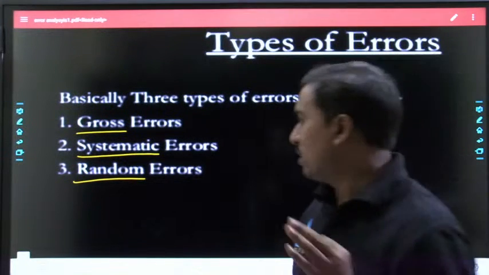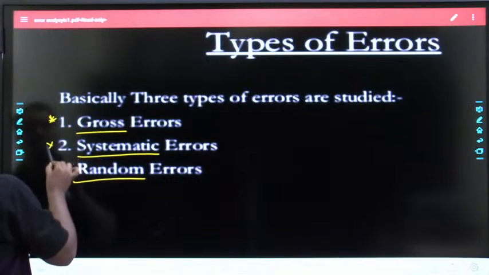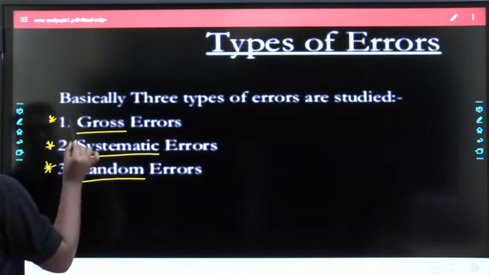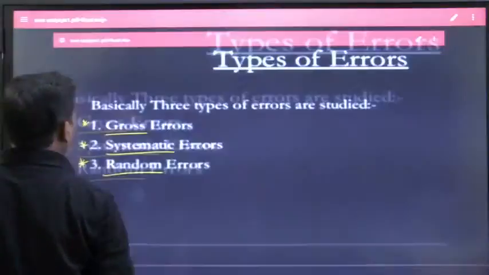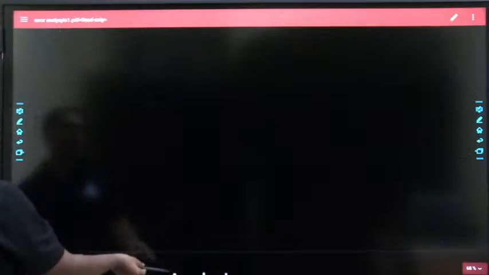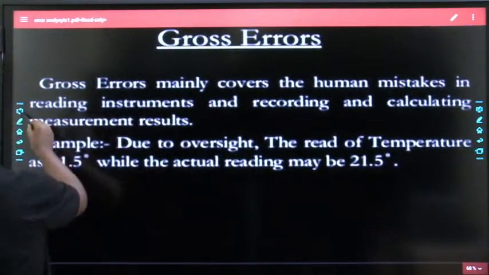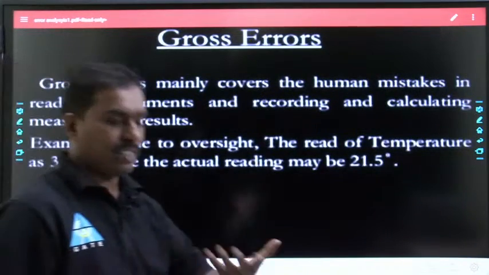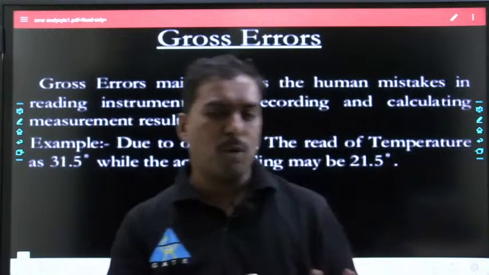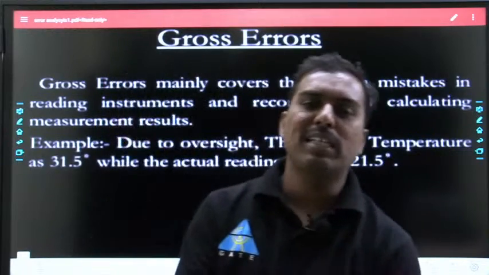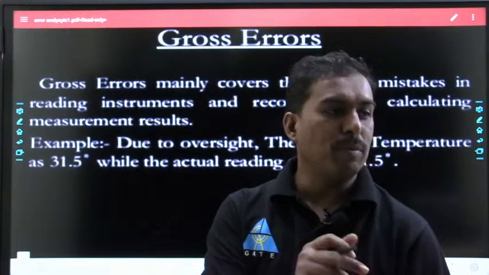Gross errors, systematic errors, random errors. Any idea about them? That's what I have given you as the explanation here. What is gross error generally? Gross errors are due to human mistakes. Whenever you are taking a reading, suppose the person is not standing properly or not connecting the instruments properly, those types of errors are called human mistakes.